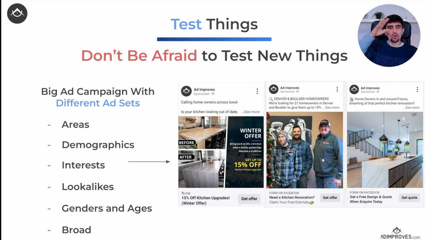So you place this huge ad campaign, this huge ad set, in which you test, as I said, the different areas, demographics, interests, lookalikes, genders, and offers. Basically, I like to place a huge campaign in which I can see what people are resonating with the most, right?